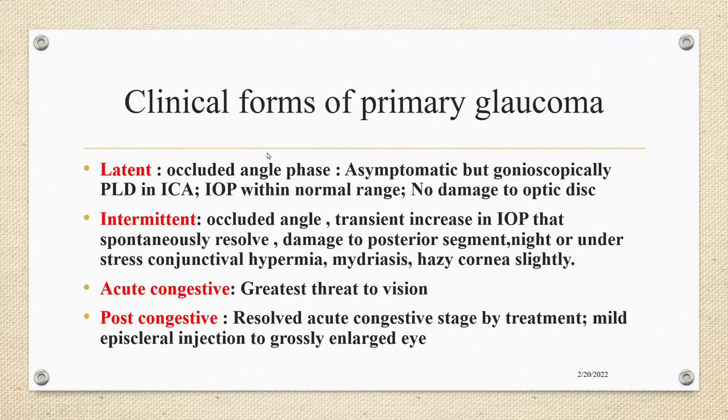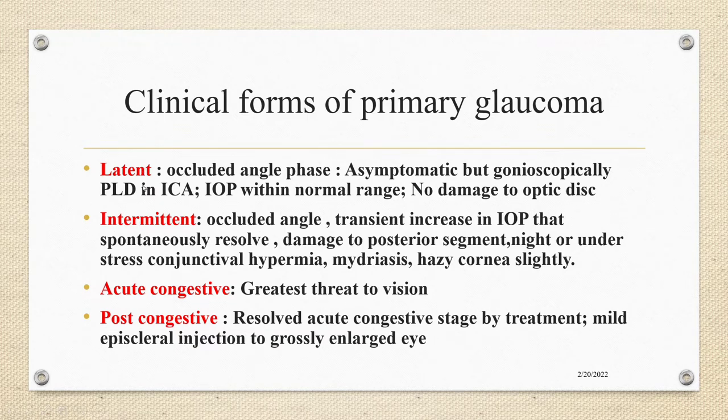So now coming to the clinical forms of primary angle closure glaucoma, these four types of clinical forms are based on the pupillary block mechanism. So if you see in the latent phase, there will be an occluded angle, but most of the time it will be asymptomatic. Unless you see through the gonioscope, you cannot find it is a glaucoma, because the IOP is within the normal range and there will not be any damage to the optic disc. This is the latent phase.